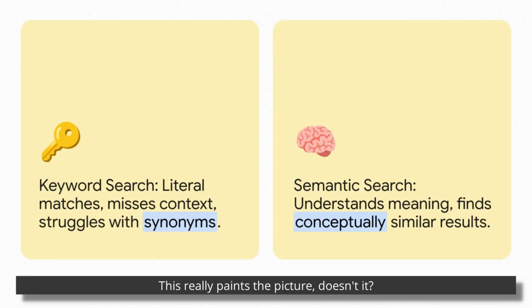This really paints the picture, doesn't it? Think about it. A classic keyword search for summer clothes is going to completely miss something that's described as, say, beachwear for warm weather. Why? Because the words are different. It's a total miss. But semantic search, it gets it. It understands that those two phrases mean basically the same thing. It's searching for the intent behind the words, not just the literal text.